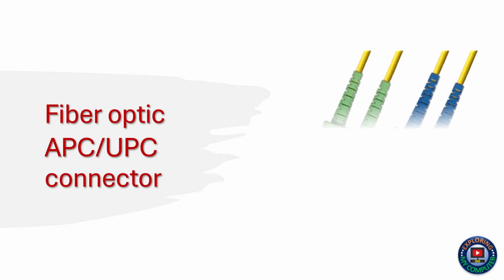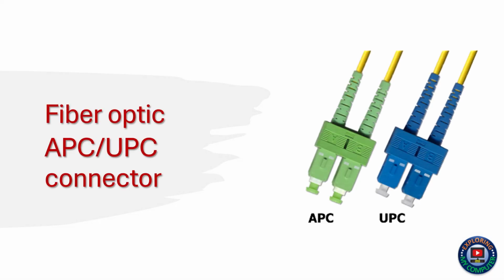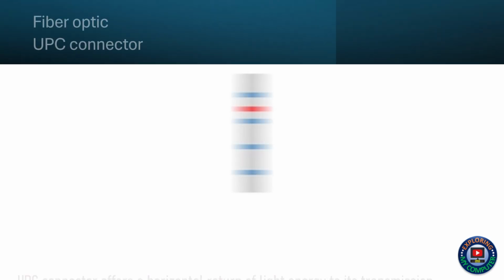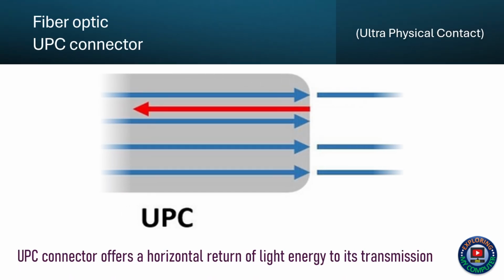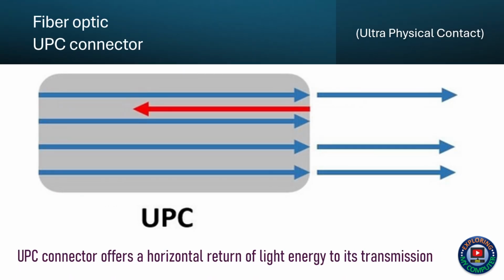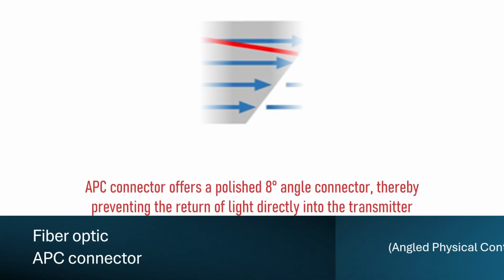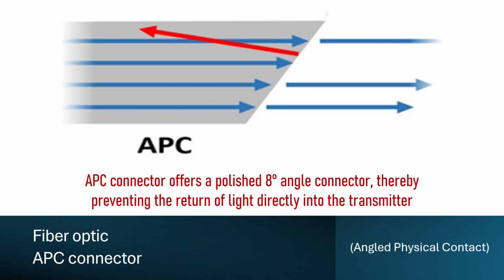Fiber optic APC or UPC connector. Ultra physical contact, UPC, connector offers a horizontal return of light energy to its transmission. As a result, it is more likely to disrupt the signal at the broadcast. APC, angled physical contact, APC connector offers a polished 8 degree angle connector, thereby preventing the return of light directly into the transmitter.